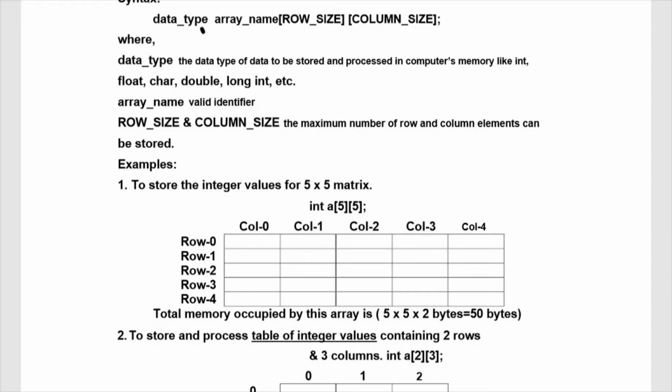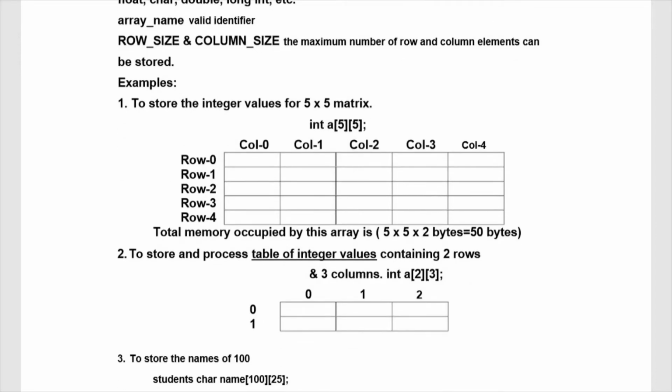Now array name should be a valid identifier. We should follow the same rules as we follow for variables. Row and column size is nothing but the maximum number of rows and column elements that can be stored in the array. Now let's see an example.